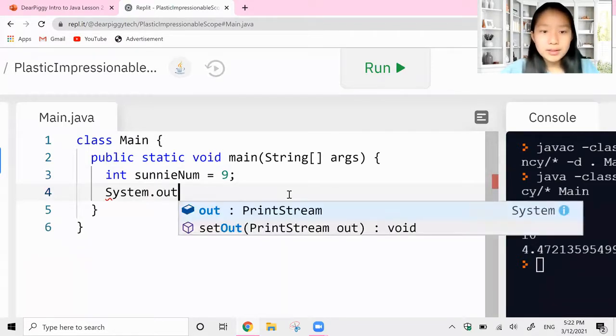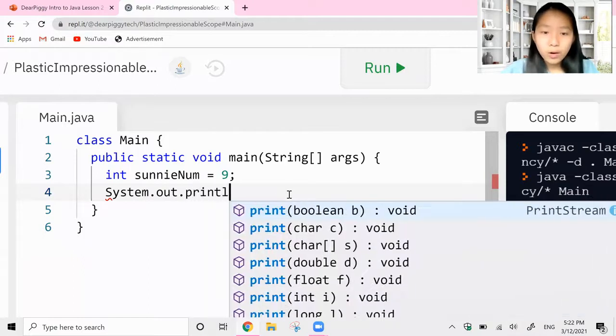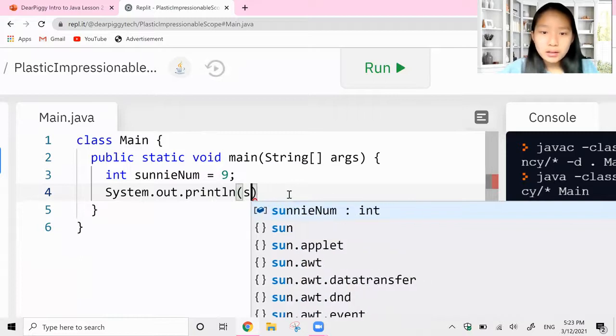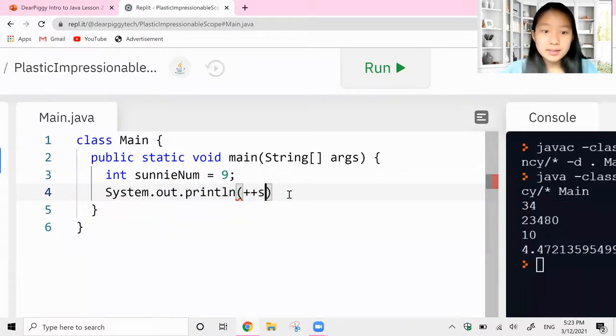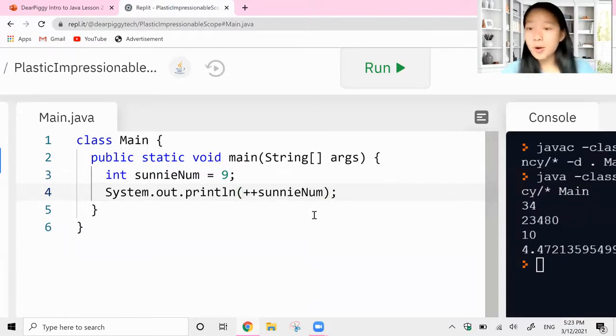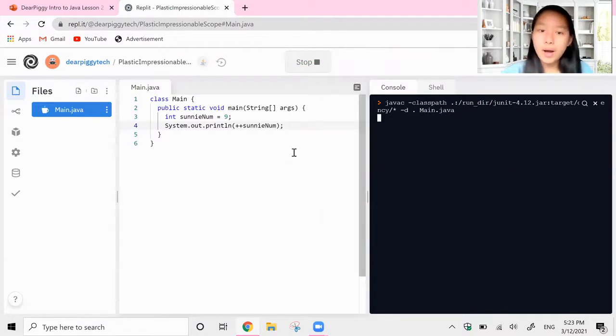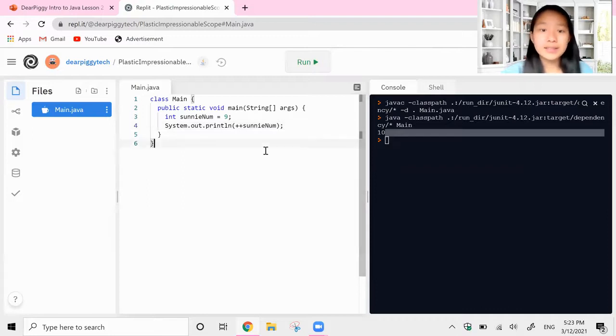Now, I'm going to print something out here. I want to print out sunny, and I'm going to do plus plus sunnyNum. Now, what is this doing? Take a moment, pause the video, and guess. Lots of people will say 11, which I perfectly understand. There's nothing wrong with 11 because there's two pluses. But in actuality, it's going to give us 10. As you can see here, it does give us 10.